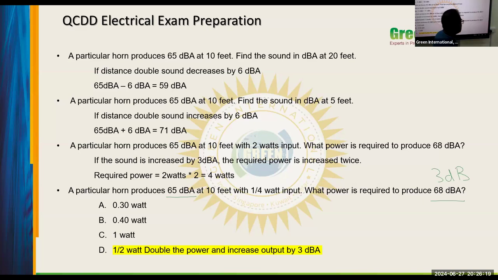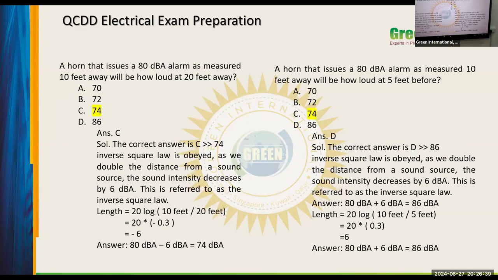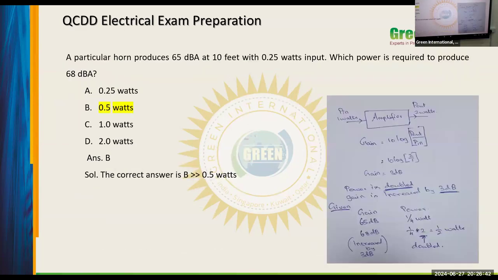So at 10 feet we have 65 decibels. Again, it's a least-possibility question, but one engineer had this question. I received this question more than 6 months back, and in my exam I had this question. The same: 65 decibels at 10 feet. Here 3 dB is increased, so the power is double the value. So 0.25 becomes 0.5, into 2.